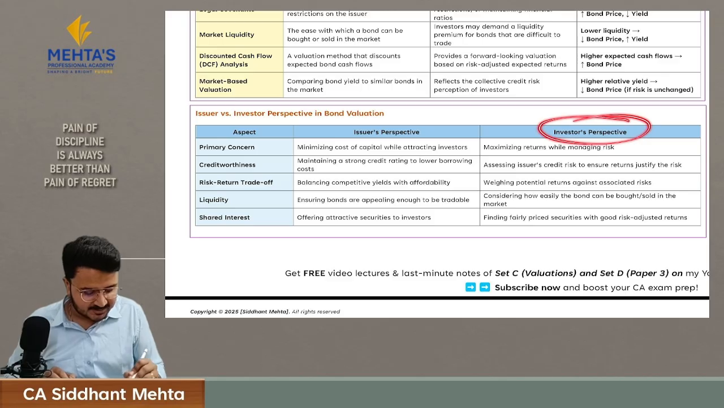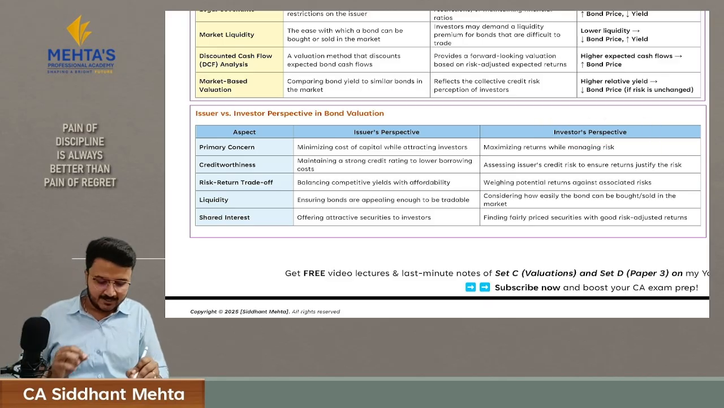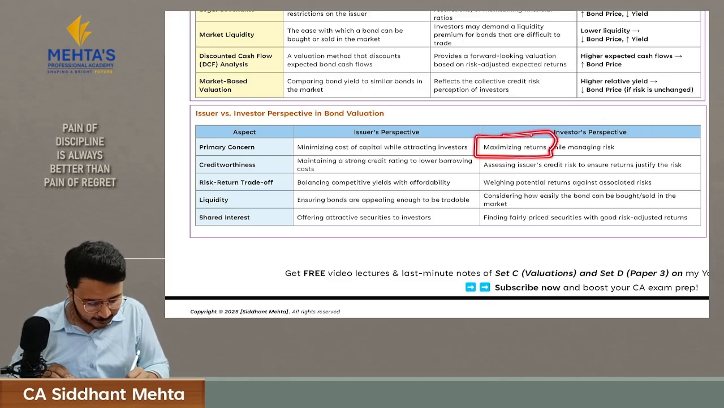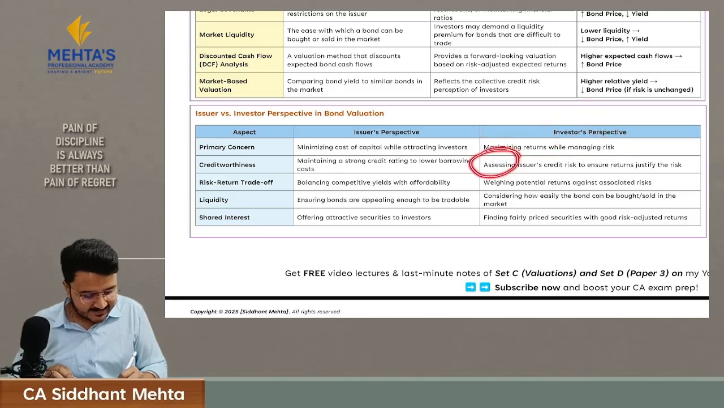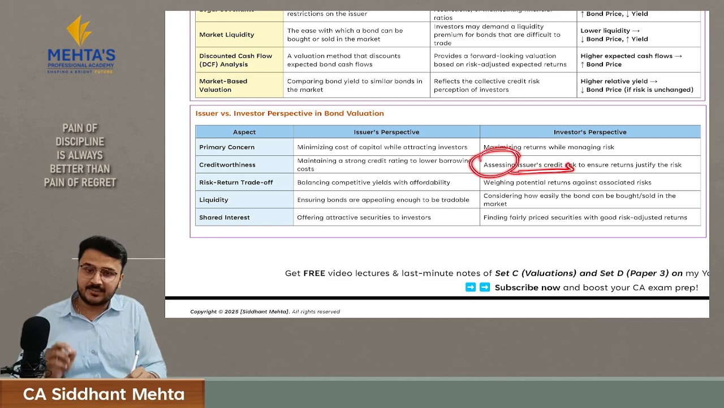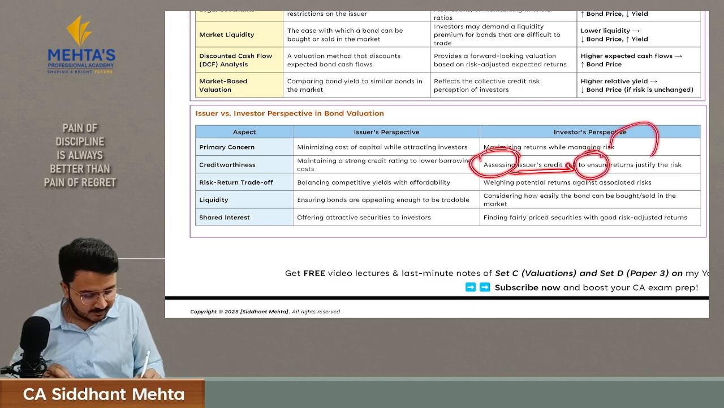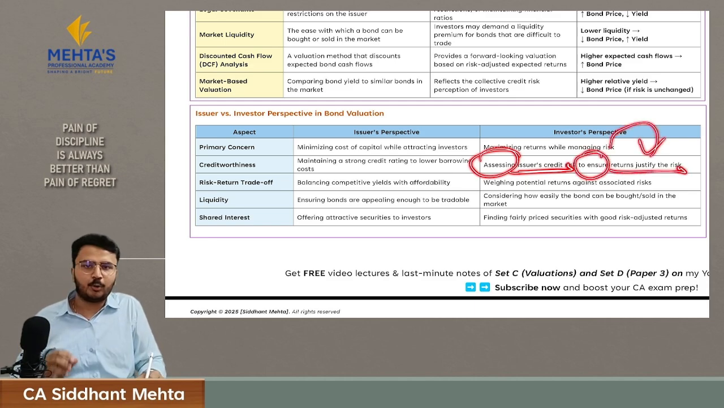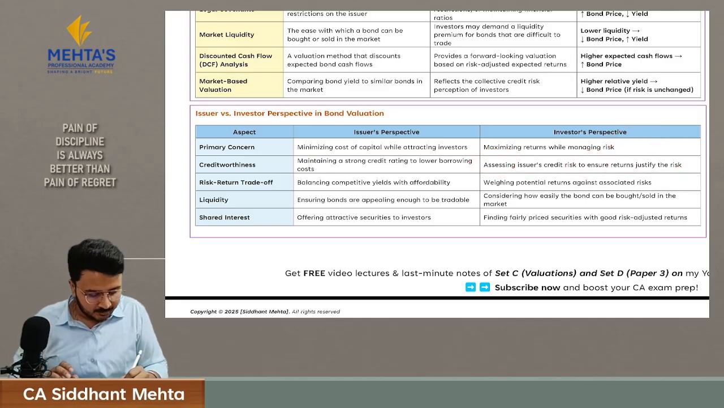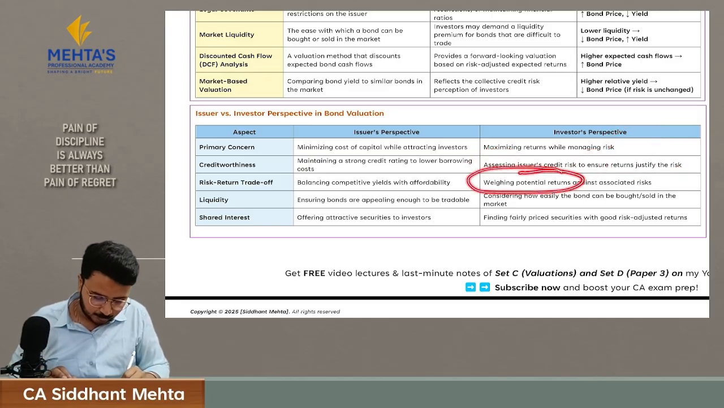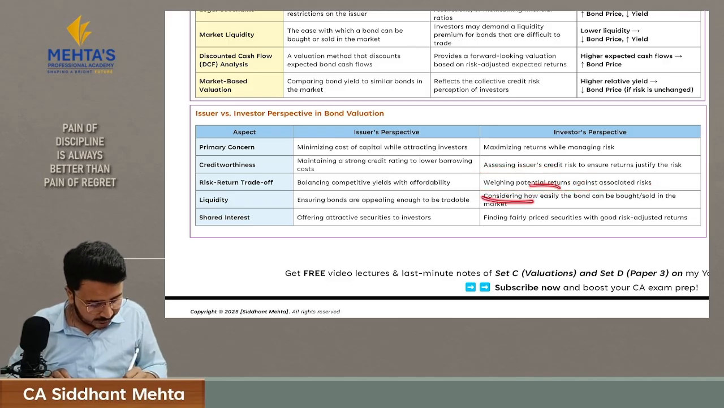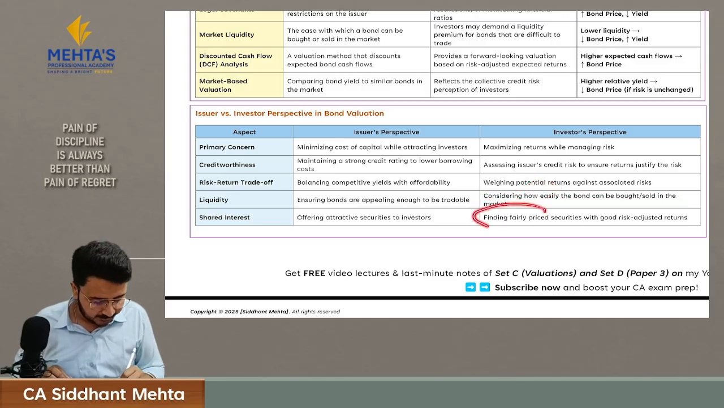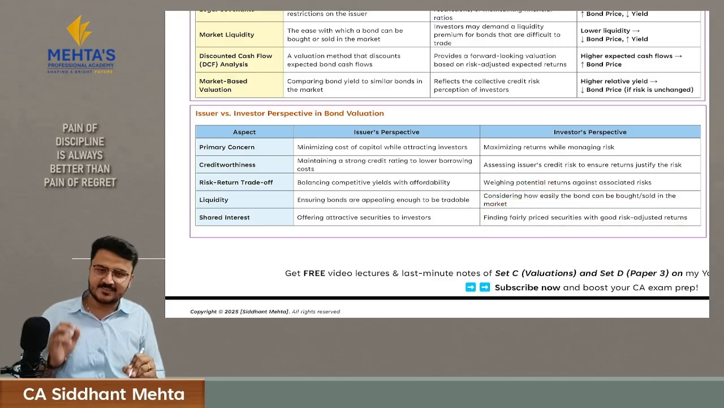Then the investor perspective will be, he will always try to have maximum return while managing risk. He will always assess the issuer's credit risk, that is the company's credit risk, to ensure whether the return given by the company on a bond is justified. He will see the potential returns from the bond against the associated risk. He will also check how easily the bond can be bought or sold in the market, and he will find fairly priced securities with good risk adjusted returns.